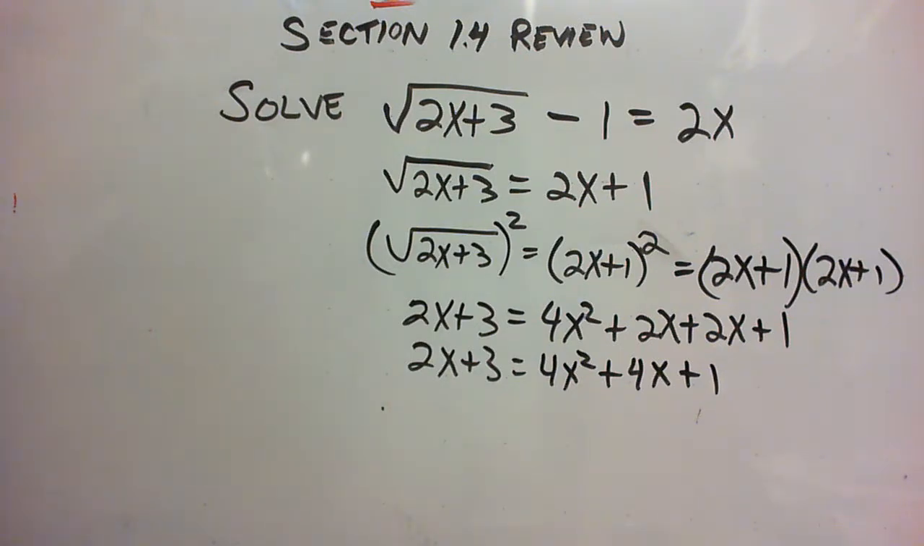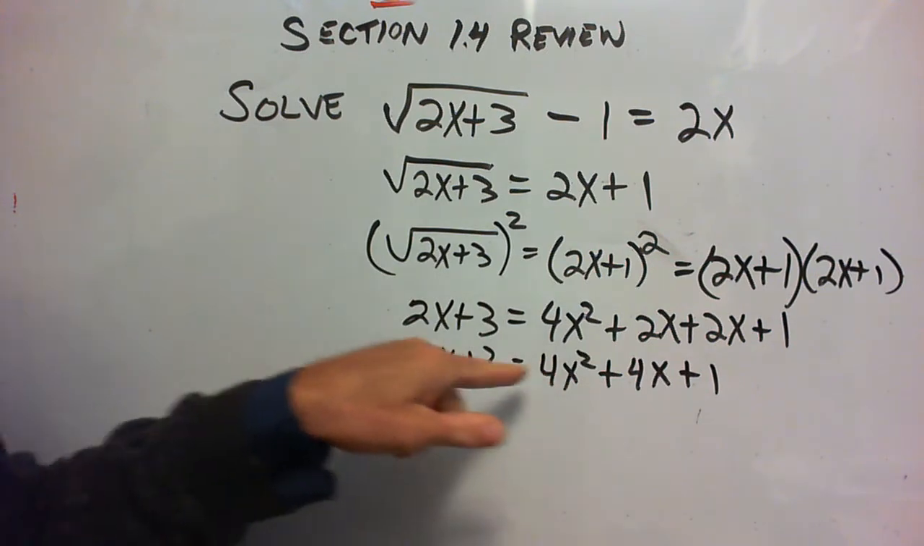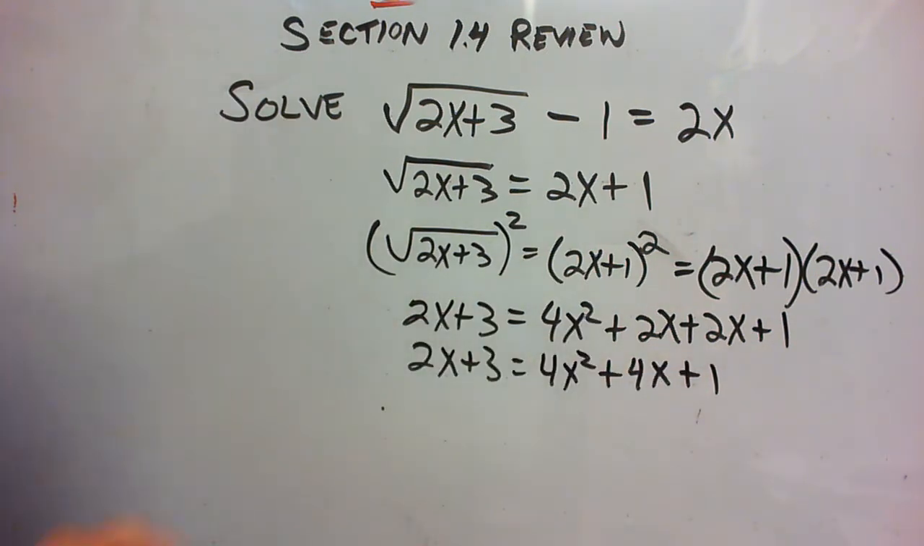We use the methods that we learned in 1.3, either factor it or quadratic formula. And generally, unless it's in the form where you extract square roots, you get all the terms on one side and go from there. So that's what you should do, and then solve it.